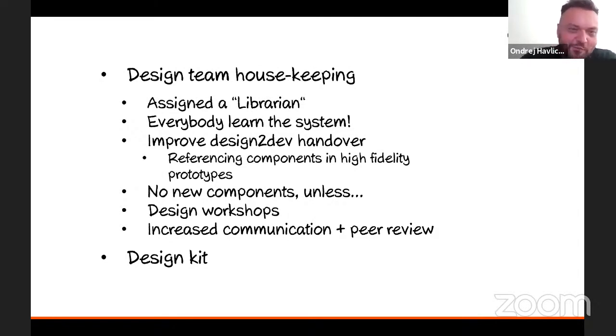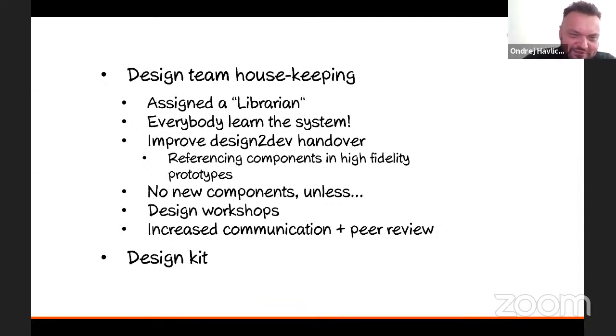First of all, we assigned a designer who is fully responsible, whose sole project is the design system, or library. For some reason, we call him a librarian. And we also made all designers learn the system, because at the beginning the system was complicated. We needed people to get familiar with it to improve the design to development handover. So we had to be really strict about it.